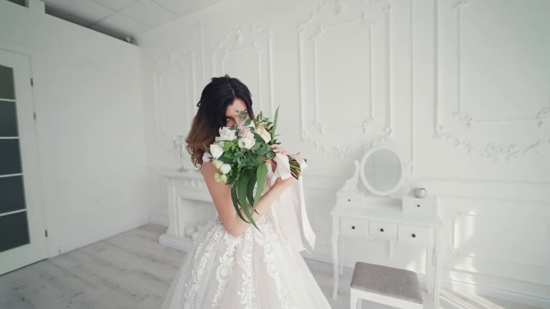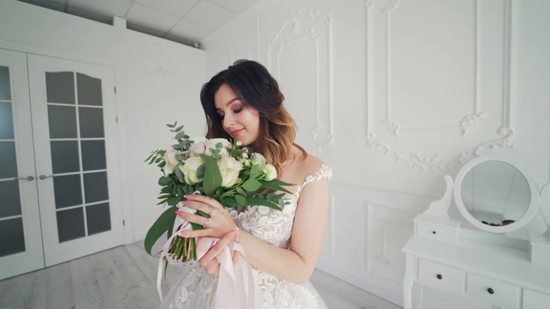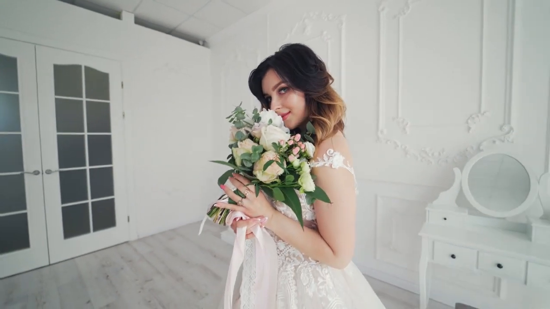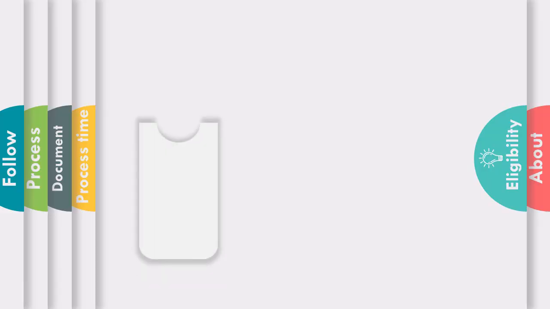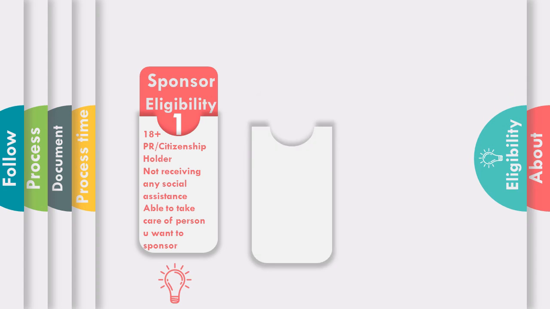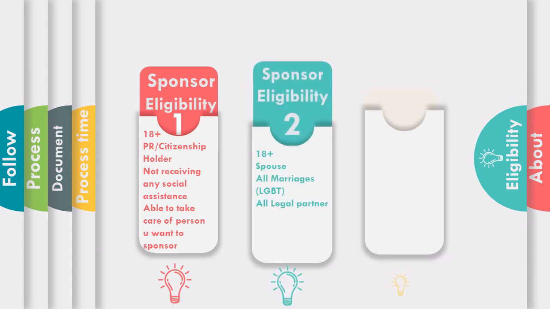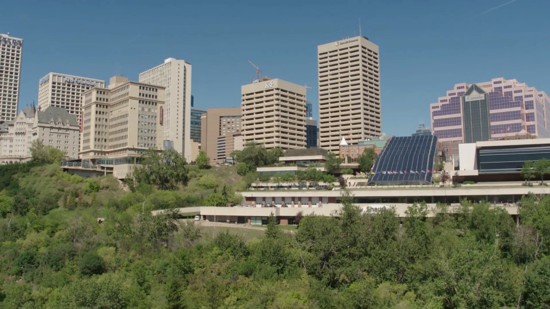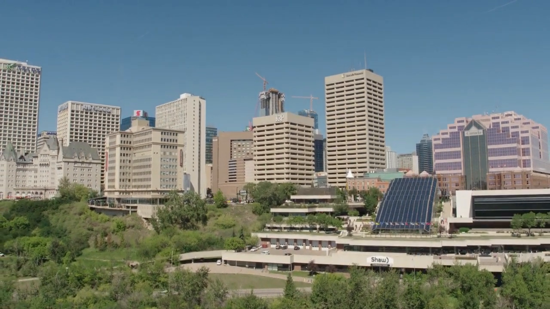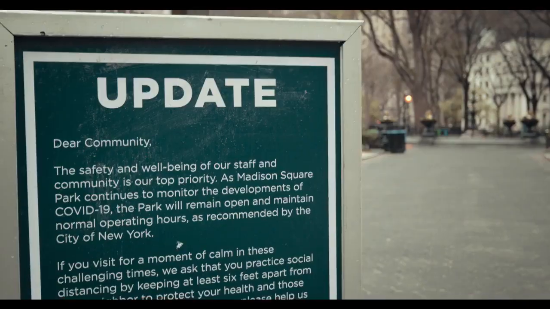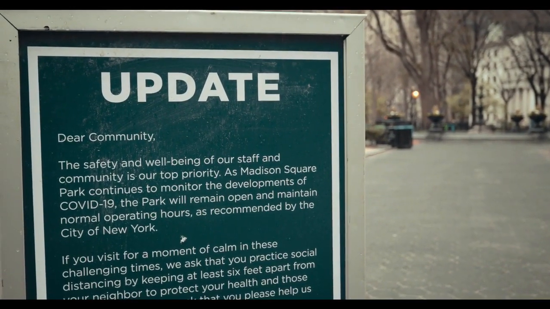You cannot sponsor someone if you are a permanent resident and living outside Canada, which means if you are living outside Canada and you are a PR holder, that will not be possible. I hope this condition is very clear to everyone. You must also be able to prove that you are not receiving any kind of social assistance for reasons other than disability, and that you can provide for the basic needs of any person you want to sponsor.